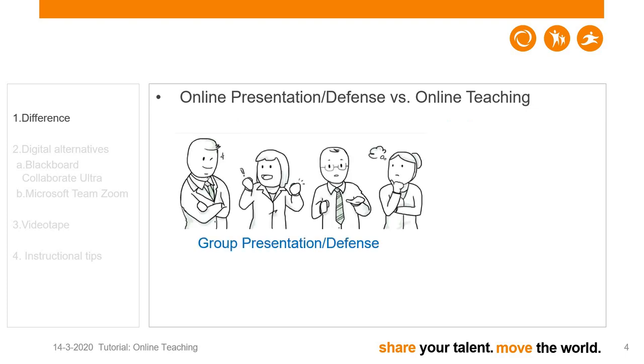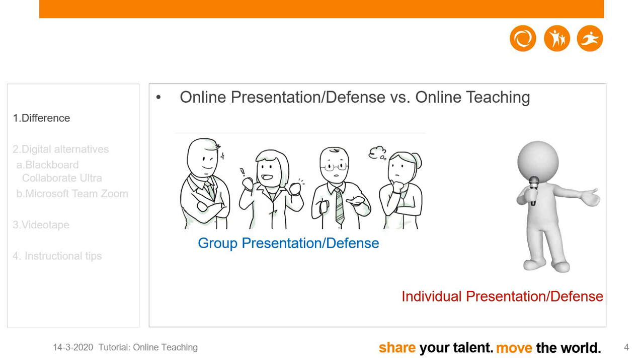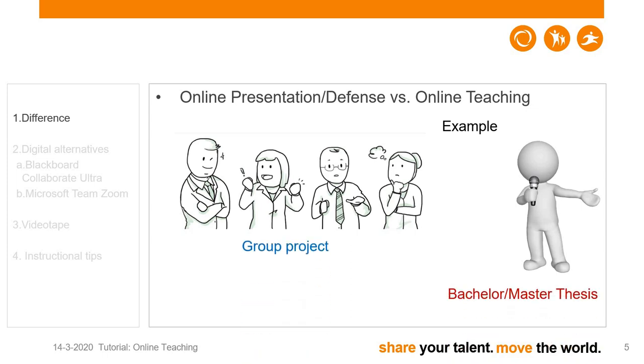And for the student presentation and defense online, we may have a group presentation or defense. That means a group of 4 to 6 students will present. We may also have individual presentation or defense. The example for that is for the group project or for bachelor master thesis, which is individual task.